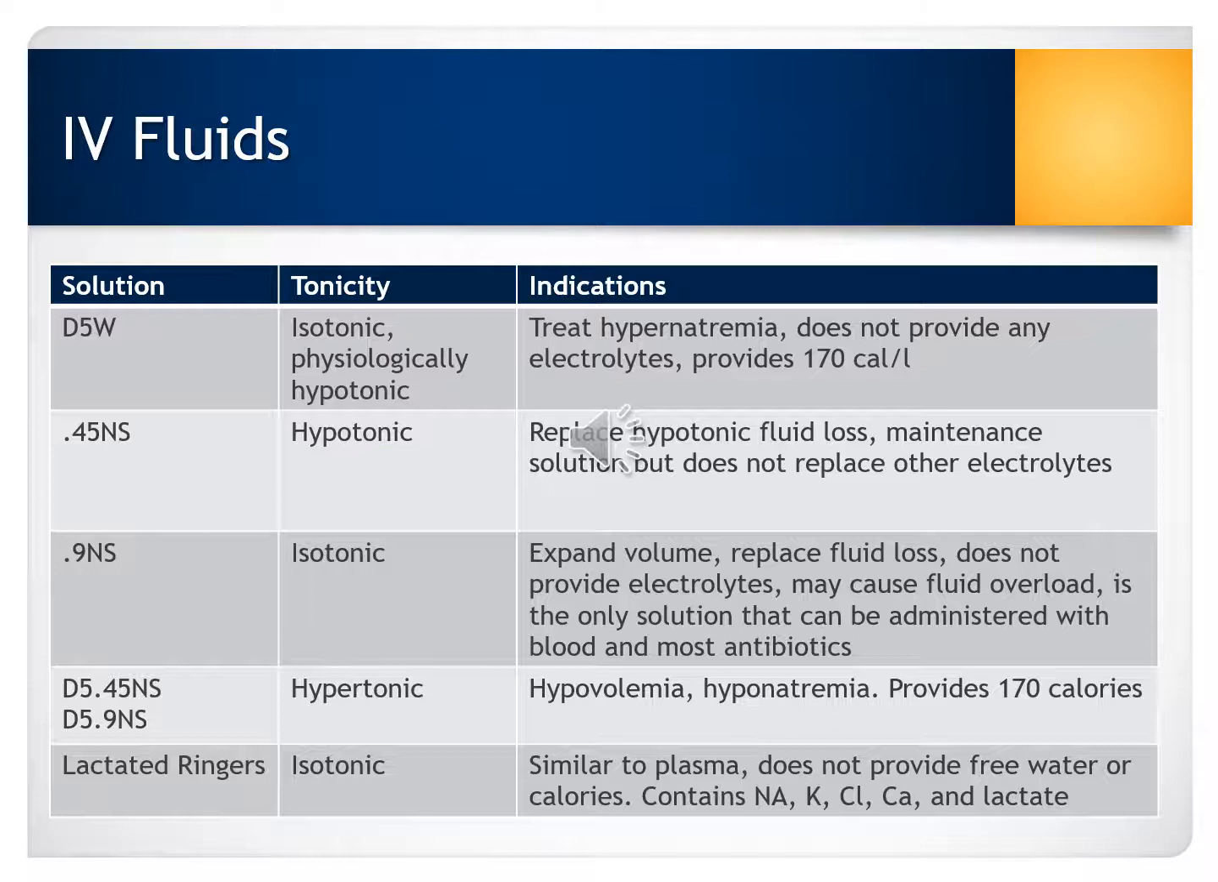D5-45 normal saline and D5.9 normal saline are hypertonic solutions. They're typically used to treat hypovolemia, hyponatremia, and again they do provide some amount of calories. Lactated Ringer's is isotonic, and it's very similar to the makeup of plasma. It does not provide any free water or calories, but it does contain some electrolytes. It does contain sodium, potassium, chloride, calcium, and lactate.